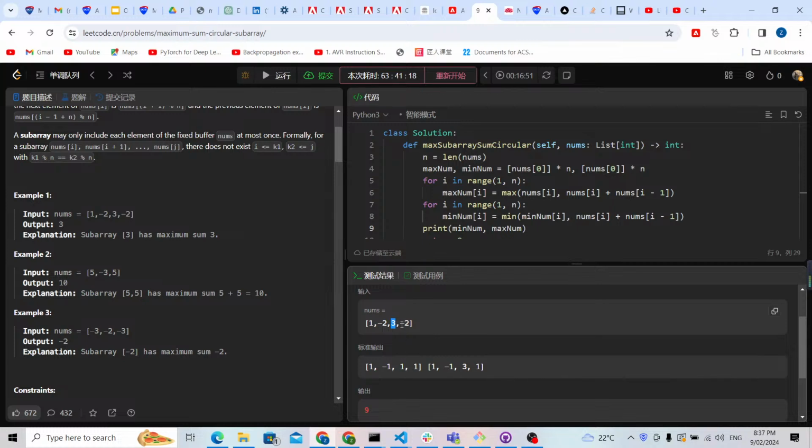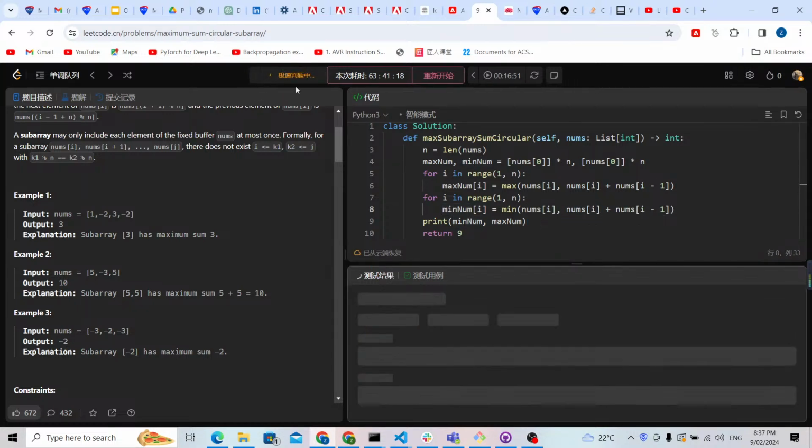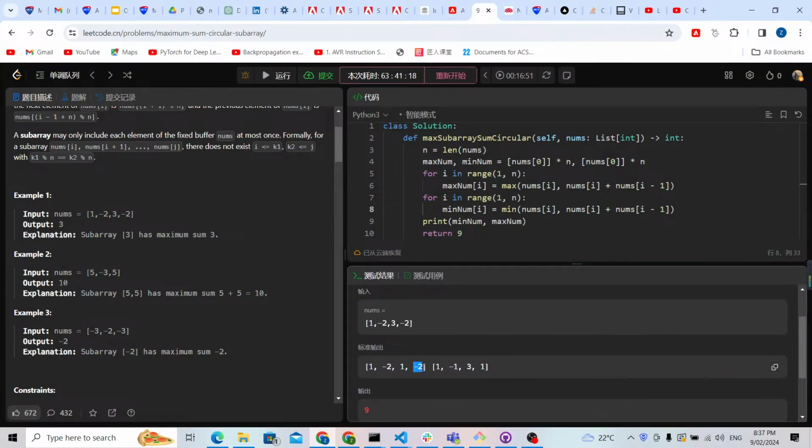1 is the minimum. So what about this minus 2? Yeah, I think here it cannot be. Yeah, here should be nums I, because it cannot be 1. It must be minus 2. Let me just run it. Now you can see it is minus 2. It should be minus 2. Here is just a typo.